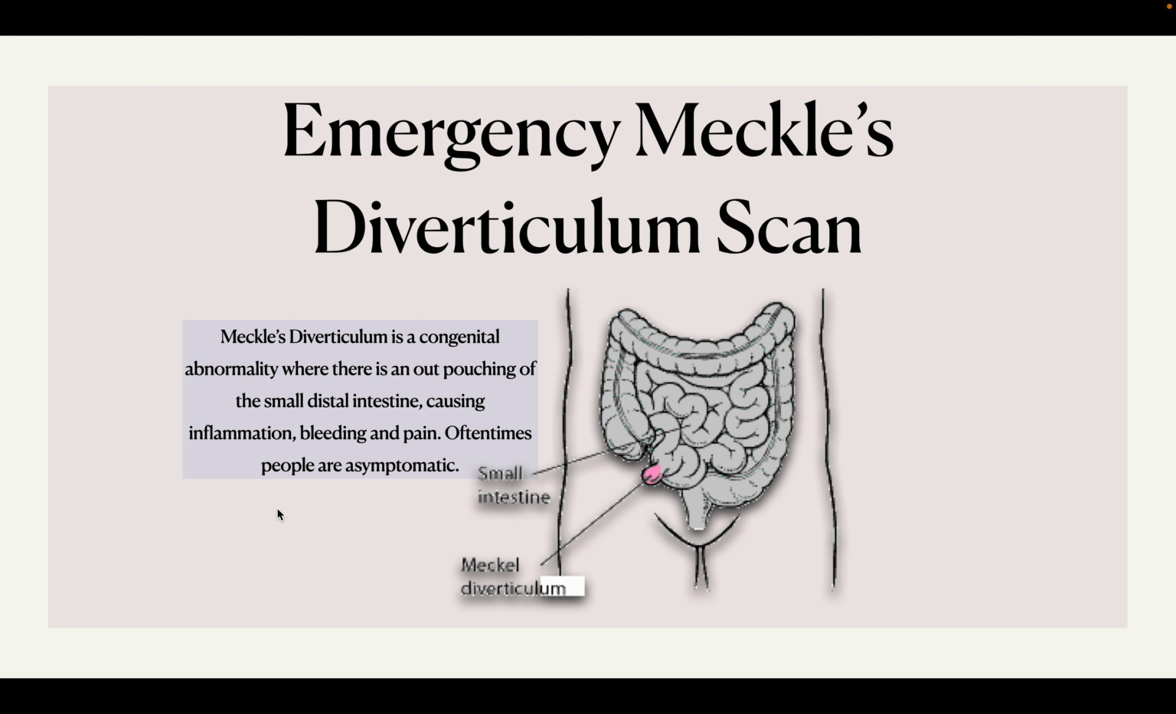Meckel's diverticulum is typically a congenital abnormality where there's an outpouching in the small intestine, which can cause pain, bleeding, and inflammation. But sometimes people are also asymptomatic. It's also important to note that this normally occurs in patients under the age of 2, and in male patients it's much more common than female.